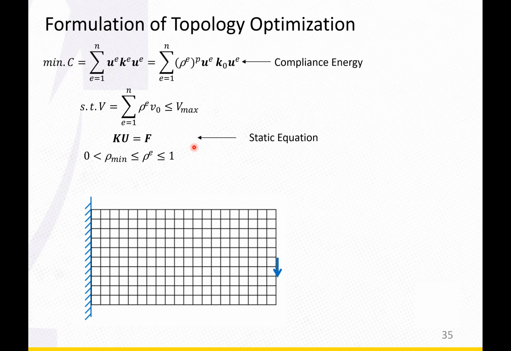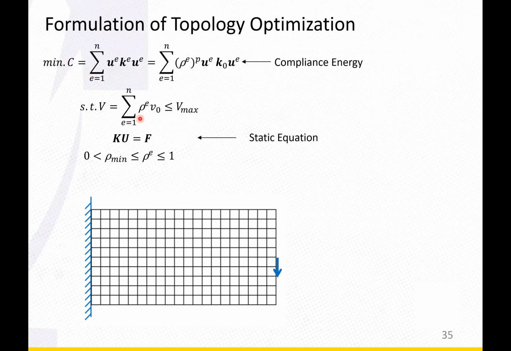And then we check the constraints. So first of all, we have this so-called static equation. Actually, this is the finite element equation, which the finite element method is trying to solve. K is the global stiffness matrix, U is the global displacement matrix, and F is the total load, the global load matrix. And by solving this, you will have the current displacement with the current load applied.